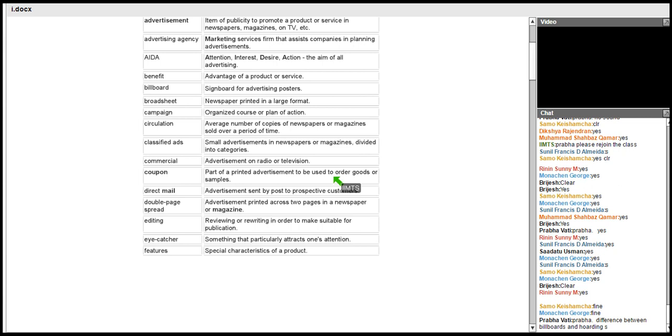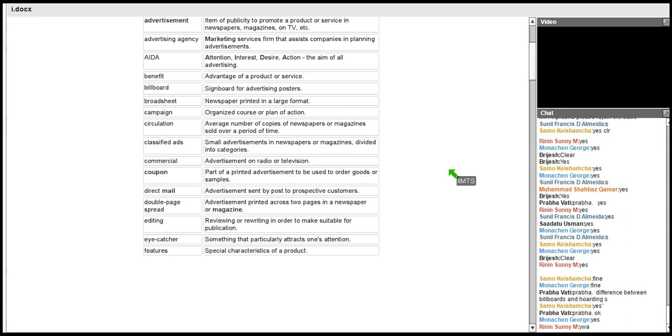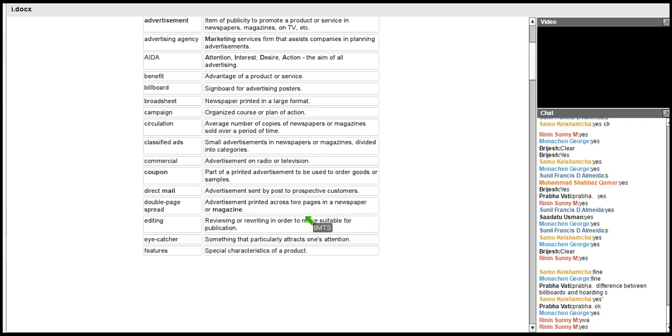I will come to it, Prabha. Direct mail: advertisement sent by post to prospective customers. Fine. So if this advertisement is sent to you by post or courier, then it would be a direct mail. Double page spread: advertisement printed across two pages in a newspaper or magazine. Fine. So that is double page spread.